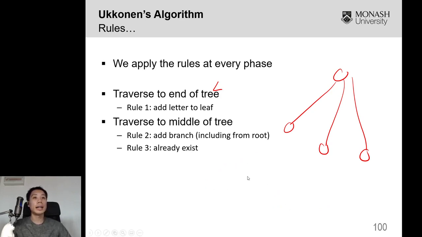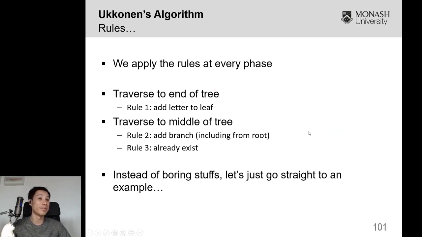Then you can only branch from somewhere in the middle, right? Because if you're at the leaf, you cannot branch because you're only adding 1 alphabet. If I add 2 alphabets, I can branch, but since I'm only adding 1 alphabet, I can't branch. So branch needs to be in the middle where there's already an existing alphabet. I'm creating a new one. And finally, the already exists, I've already explained to you earlier. Okay, so these are the 3 rules.